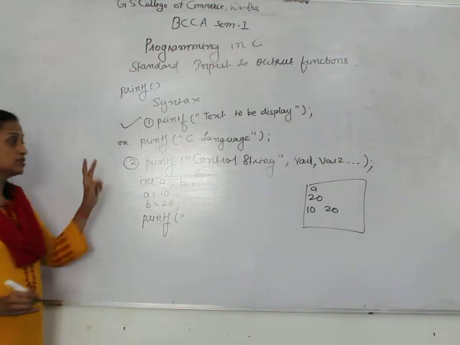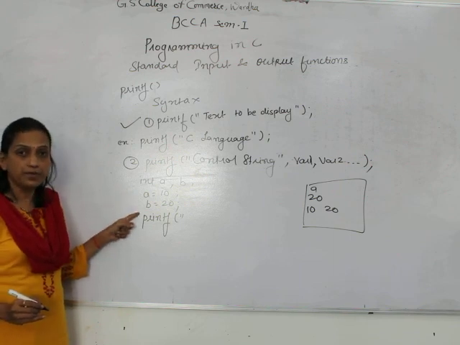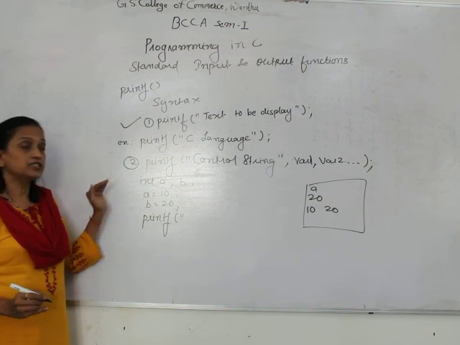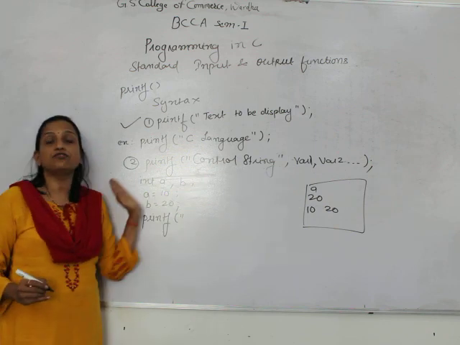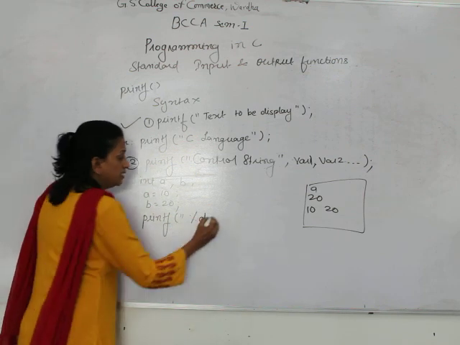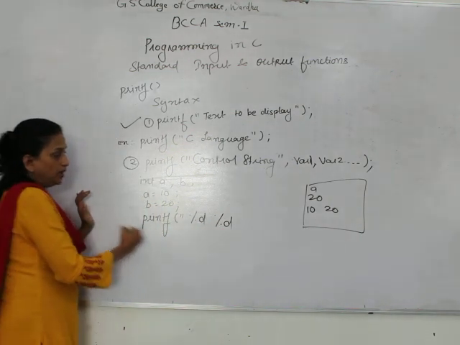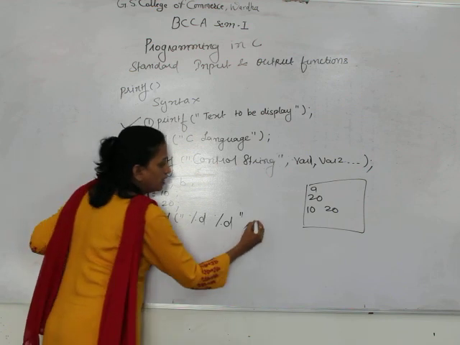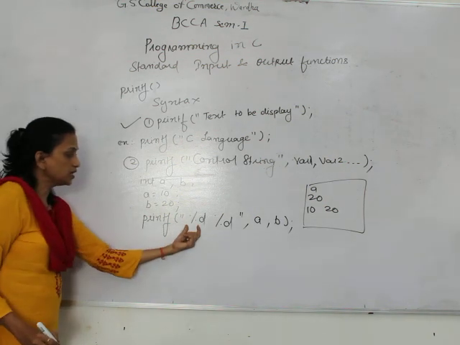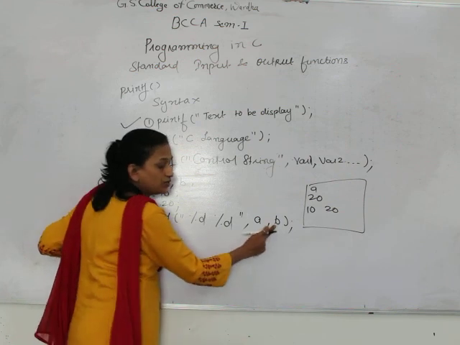Now we are going to print two values, the value of A and the value of B, and they both are integers. So what is the format specification, the control string for integer? That is %d. One %d is for A, and the second %d is for the integer value of B. Quotation, comma, the first value is A and then B. The first control string belongs to A and the second control string belongs to B.